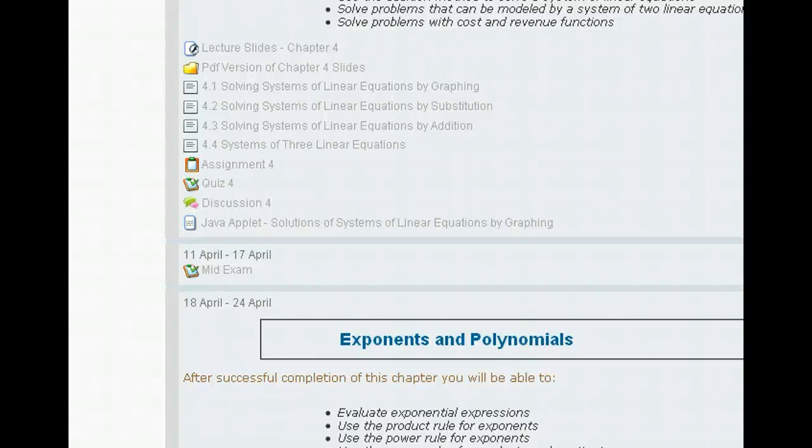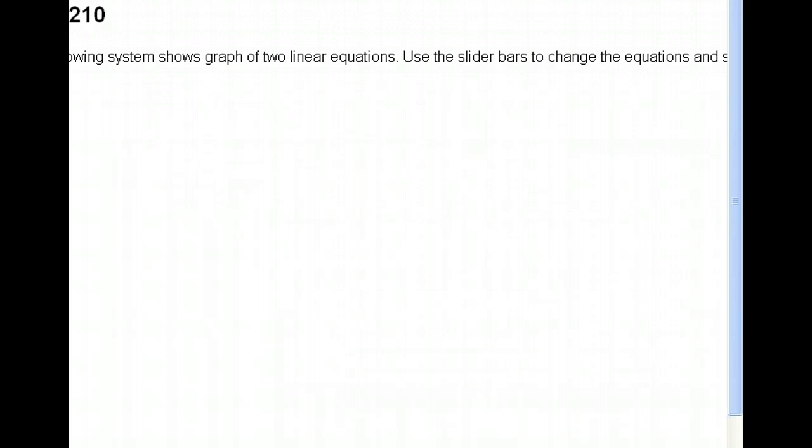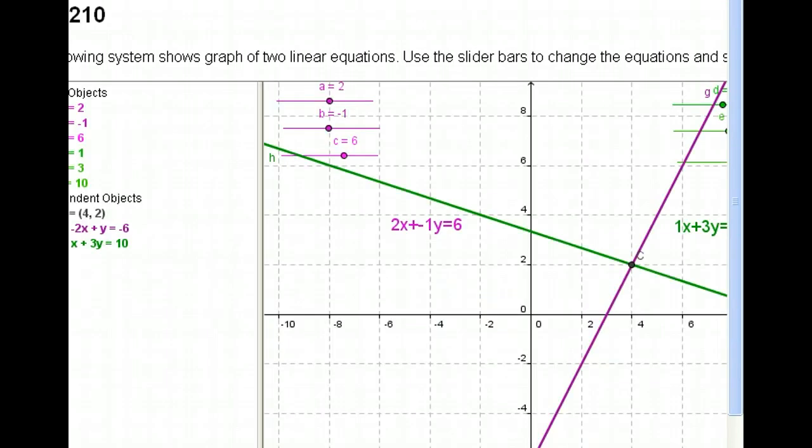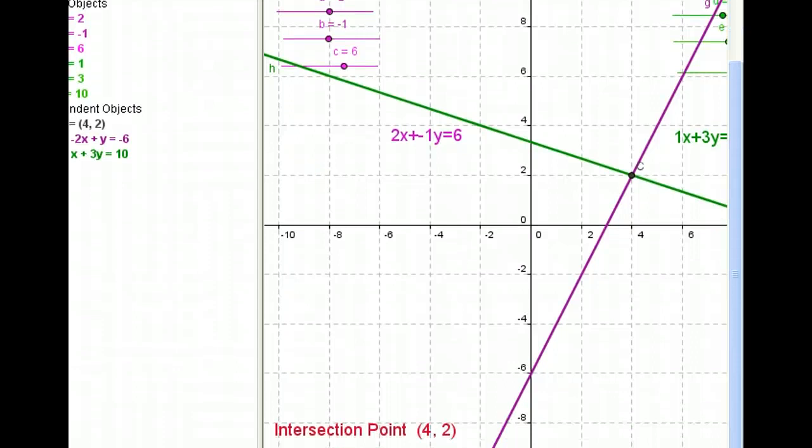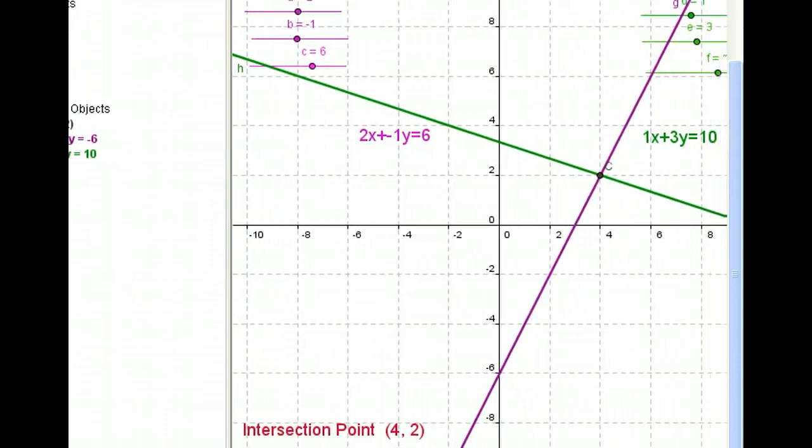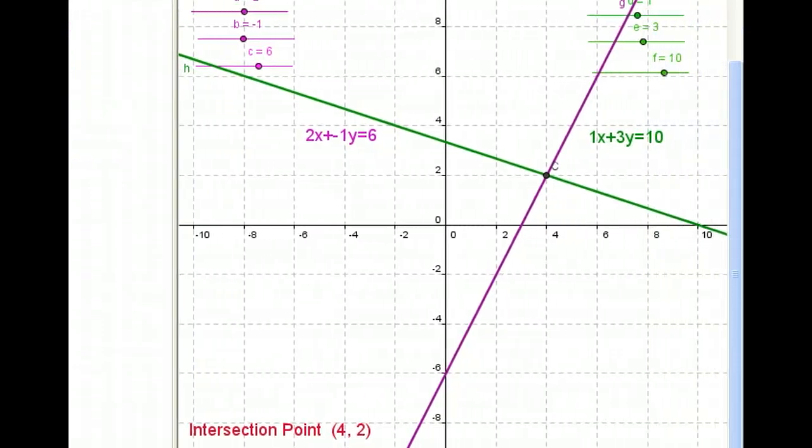Hi team, I'm back again to explain the Java applet for the solution of a system of linear equations. It is found in the fourth week. If you click the link to the Java applet, it will take a moment to appear. Assume that you have already installed Java. As I explained in the previous applet, you need to install Java.